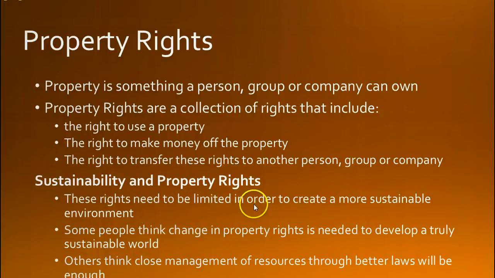These rights need to be limited in order to create a more sustainable environment. Some people think change in property rights is needed to develop a truly sustainable world. Others think close management of resources through better laws will be enough. There are some laws when it comes to property rights and what you can use your property for. For instance, if a company had some land and they wanted to build a factory, there are some regulations on the pollution and waste that they're producing that they have to follow.